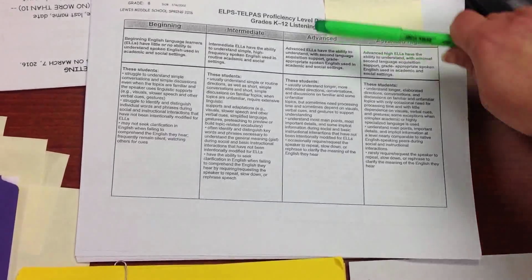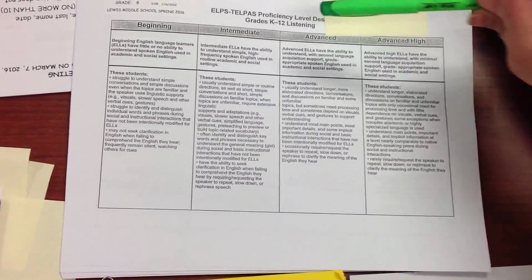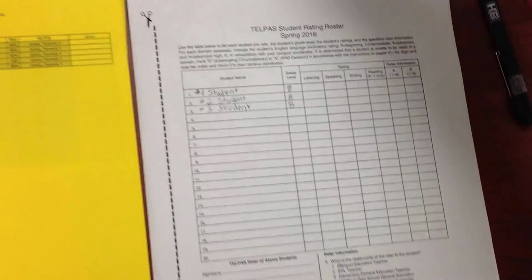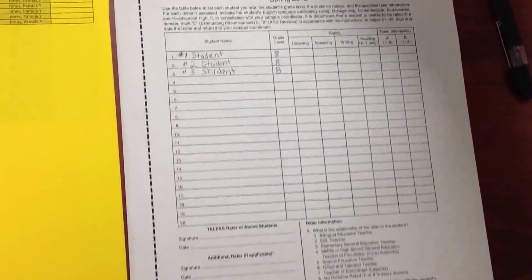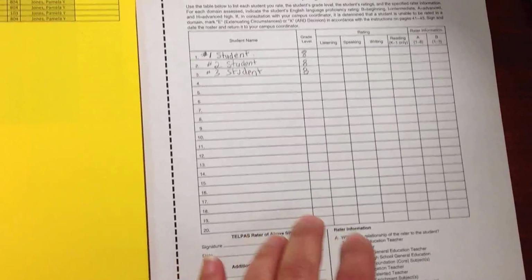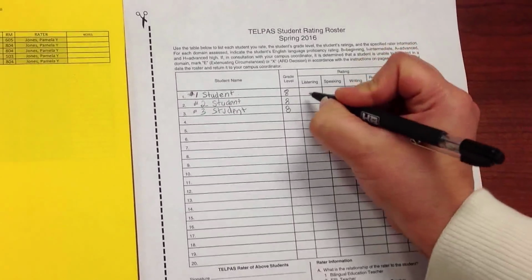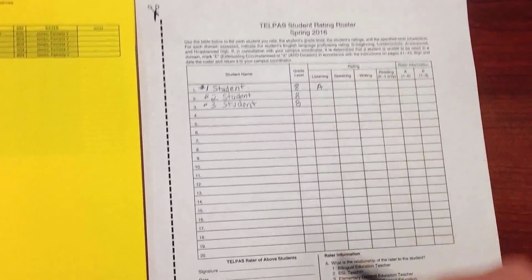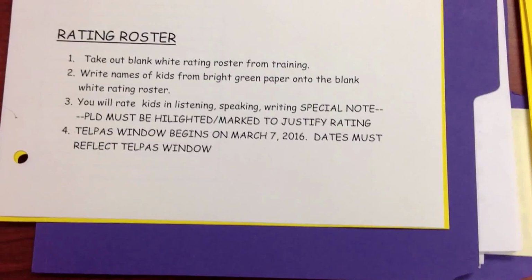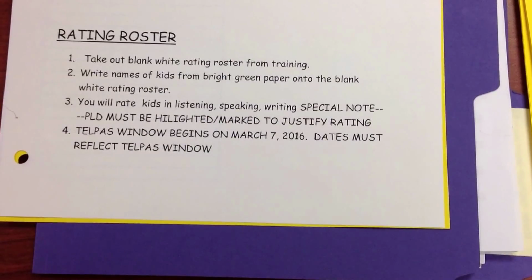Alright, for training purposes, we would take our information from the PLDs. We say, just for training purposes, this student is advanced. We would then transfer that highlighted information to the white rating roster. And we label that student. And you do that for listening, speaking, writing.